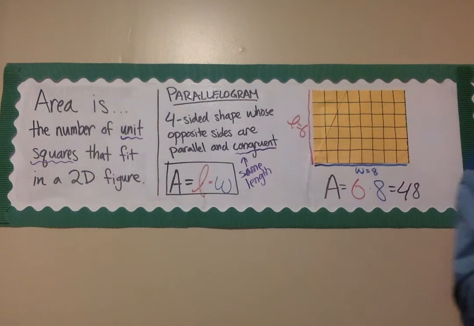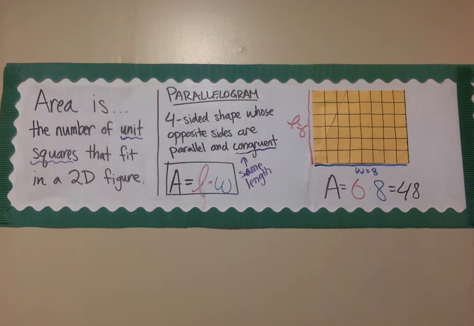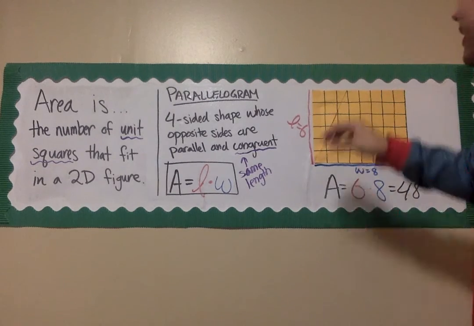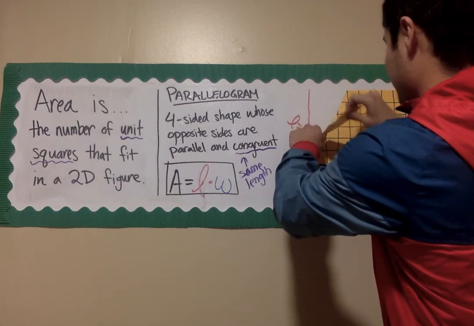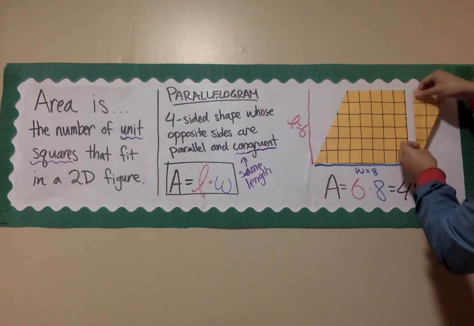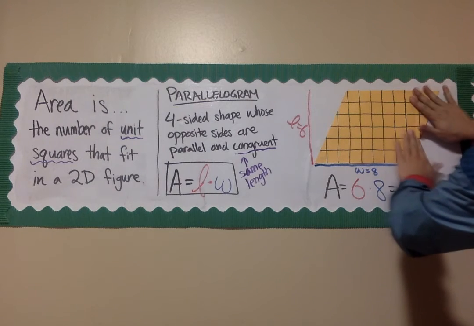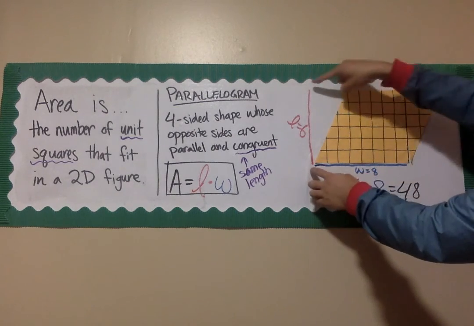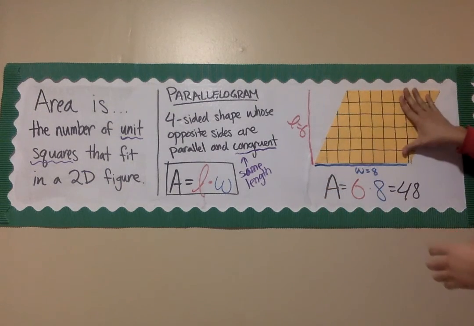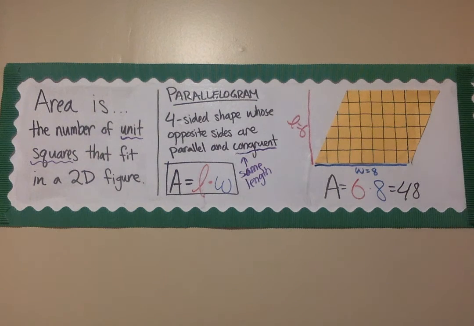And just for reference, I'm going to transform my rectangle back into a parallelogram. So I'm going to take this triangle, remove it, and move it back here. It's the same thing. We're doing the width times the length, the vertical length up here. And that is the area of a parallelogram, the same exact thing as the area of a rectangle.